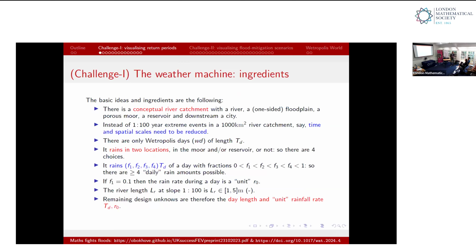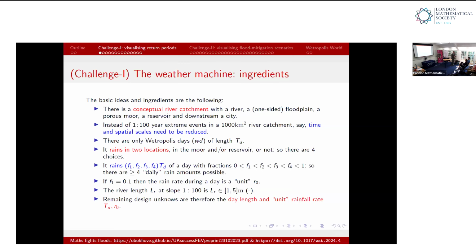So let's go to the first challenge. This is what then happens in my brain. We want a fluid dynamical setup. At least that's what the Environment Agency wanted, and I like that. So what are the basic ideas and ingredients? How does it morph in one's head? Well, there is a concept.